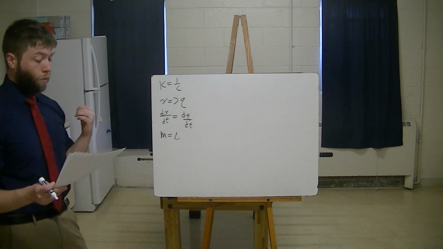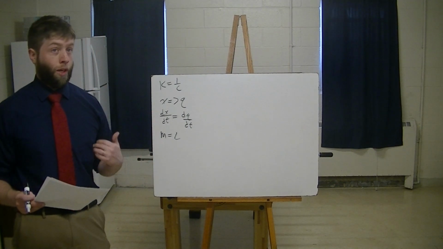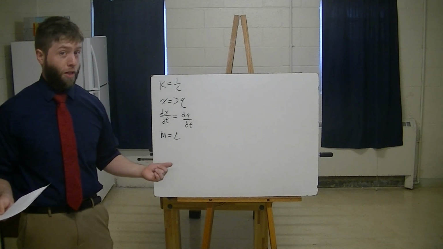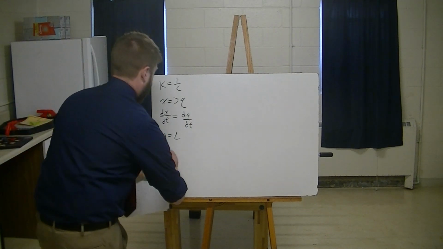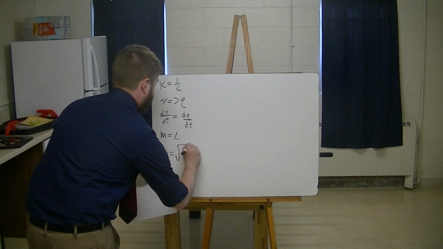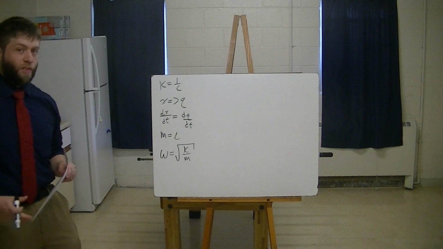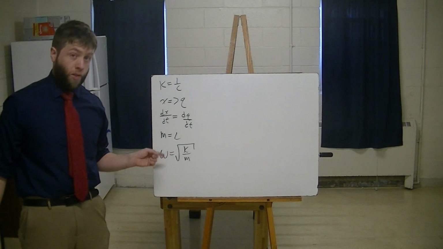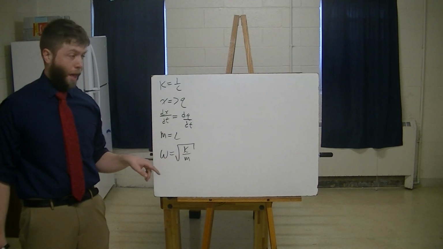Okay? We remind ourselves that we had an angular frequency for the spring block system. Can anybody remember what it was? I'm going to assume you don't remember. That's okay, I don't remember either. The angular frequency was the square root of k over m. So this was for our spring block system. The angular frequency, omega, was the square root of the spring constant divided by the mass.